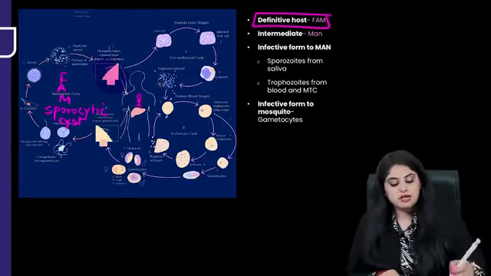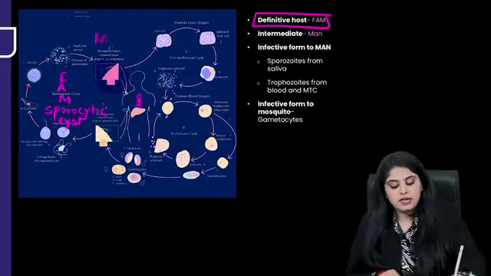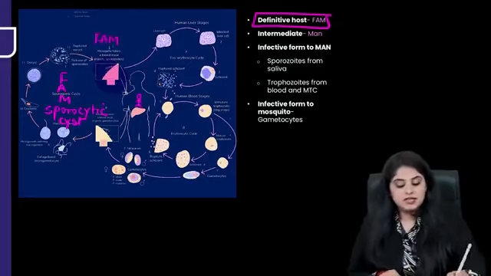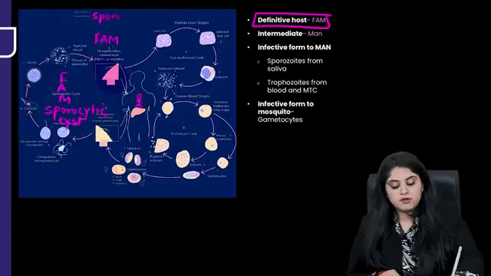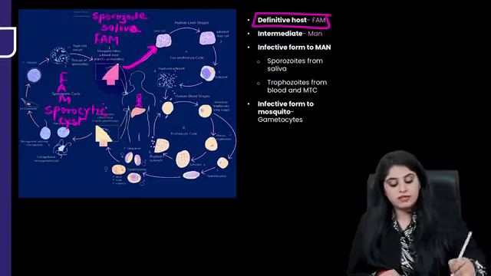So what happens in us? How do we get it? As I said, the female Anopheles mosquito is going to bite us. And what are we going to get from the saliva of the female Anopheles mosquito? We get the sporozoites. The sporozoites in the saliva are going to come, and which part of our body do they go and infect? Guys, we all know it.